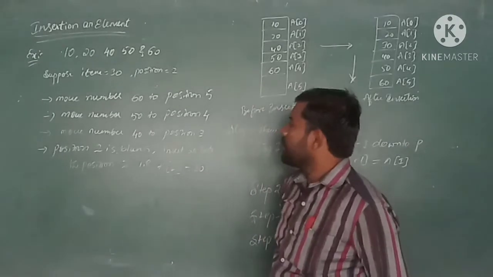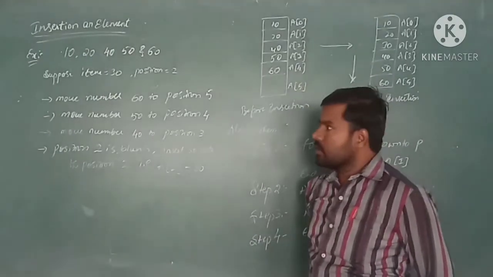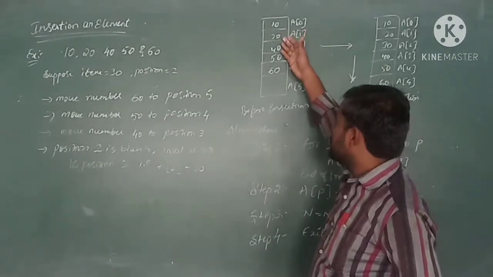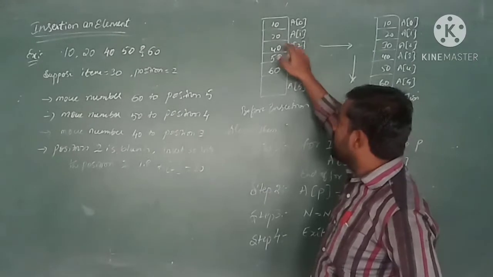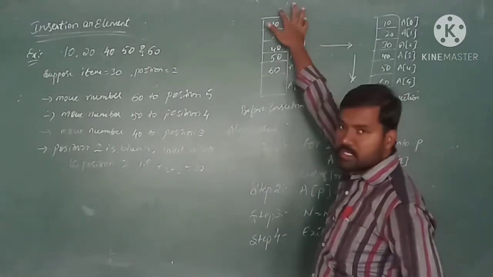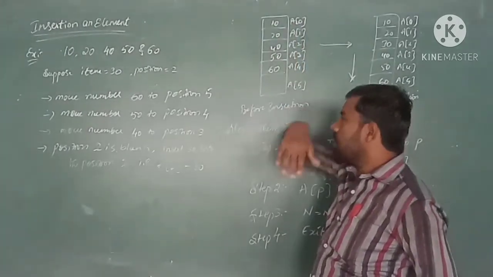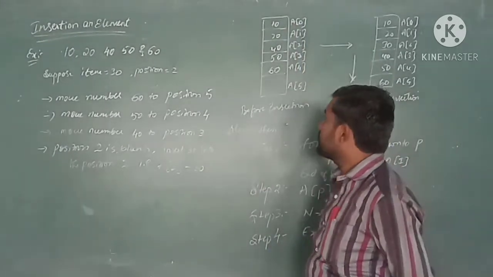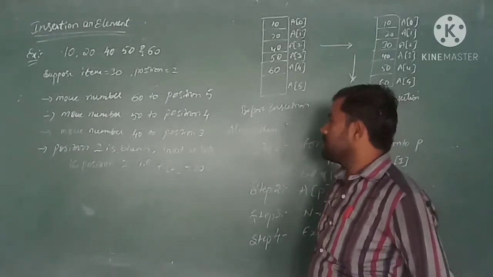So today, here is what exactly the insertion of an element means. Suppose you have elements like this: 10, 20, 30, 40, 50, 60. If you want to insert an element in between these elements, or at the last, or at the starting, first, last or middle, wherever you want to insert an element, we need a certain procedure over here. That is called the insertion of an element.